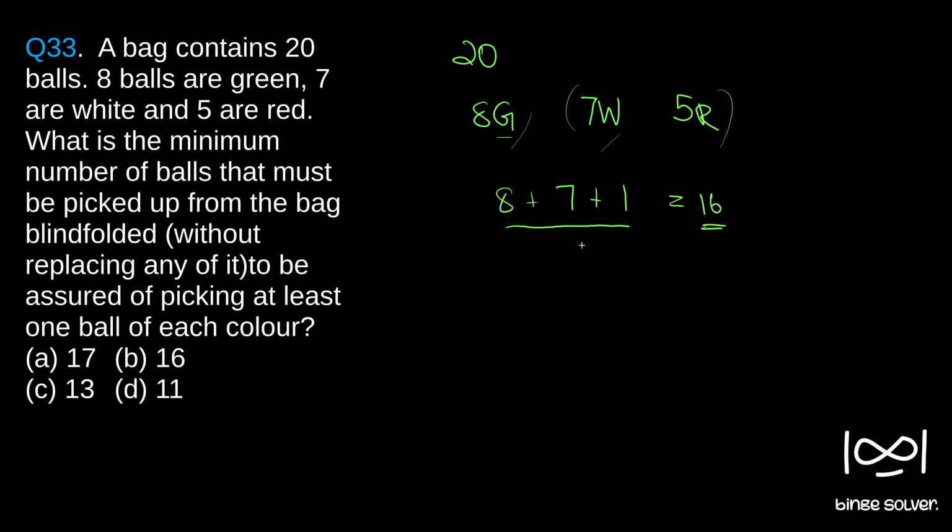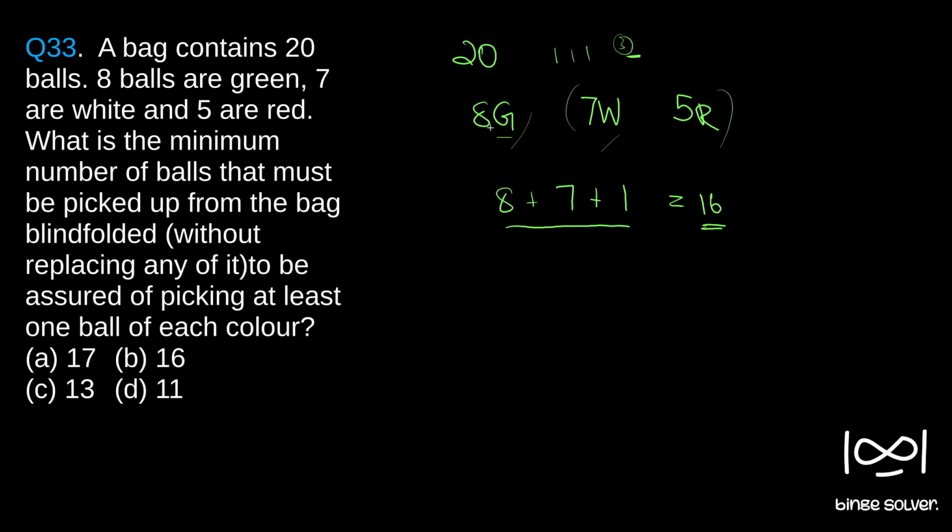There could be best case scenarios, like we blindfoldedly pick up one ball, we get green, in the second pick we get one white, and in the third pick we get one red. That is, in 3 picks we get balls of each color. This is the best case scenario. But the question asks for the minimum number that we should pick to be ensured that we get one ball from each color. So in such cases, we look for the worst case scenario.